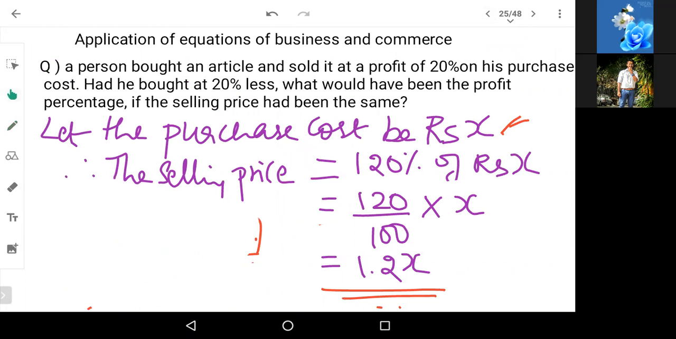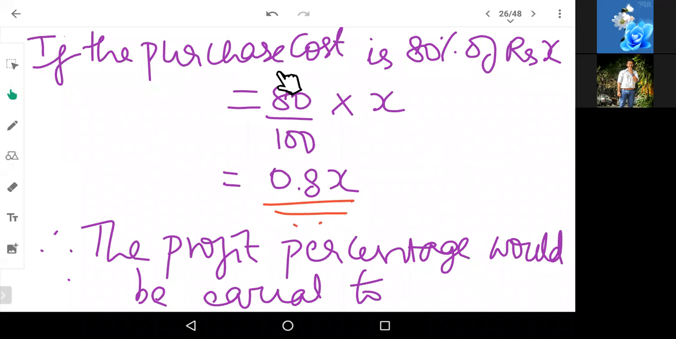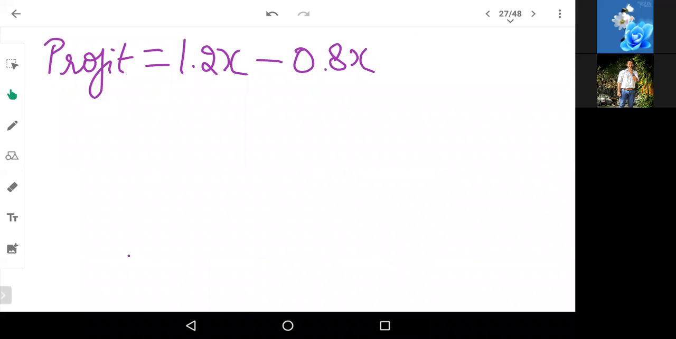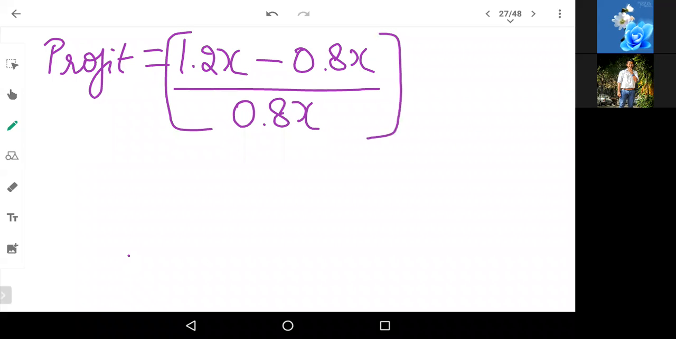So in scenario 1, the selling price was 1.2x. So I am subtracting the purchase cost from the selling price, because I have to get the profit. Whatever I had sold and whatever I am purchasing again, that I have to consider. Then, to get the proper value, I divide by the purchase cost of the second scenario, 0.8x, into 100. Into 100 because we want percentage.